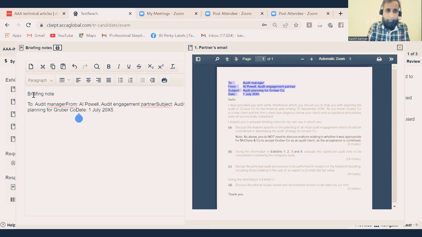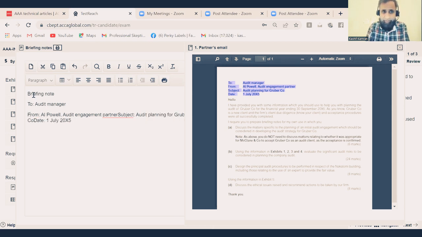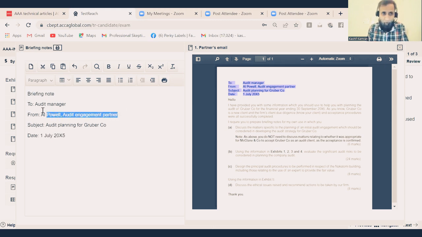Now, something will change, because when you're responding to the partner email, the to will become the from and the from will become the to. So I will change that. The to will become the audit partner, and it's from the audit manager. That is the correction you have to do, because you were looking at the email on the right-hand side of the screen and you're replying back to it. The subject remains the same, and there is no need of a date in a briefing note, so you simply remove the date.